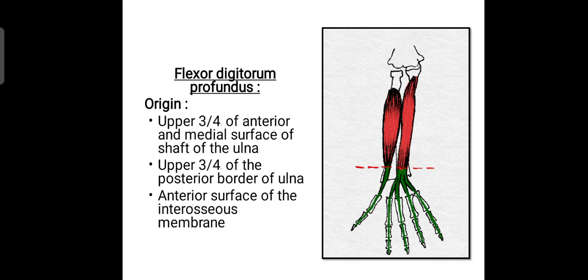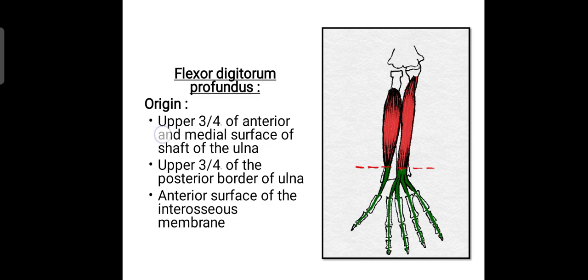The term profundus refers to the deep muscle, and flexor digitorum means it helps in the flexion of digits. So that itself defines the insertion point of this particular muscle, isn't it? If it is flexing the digits, it should have an insertion on the digits itself. So let's see from where it originates and where it gets inserted. We'll start with the origin part.